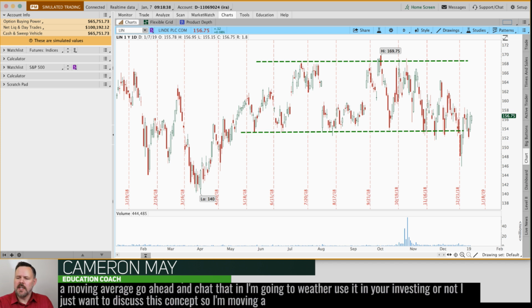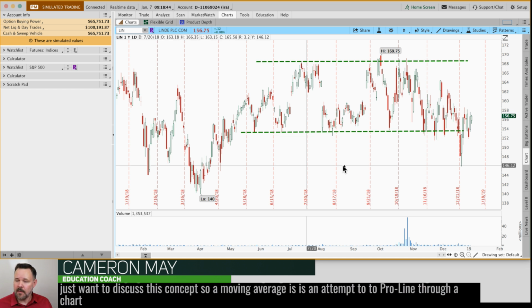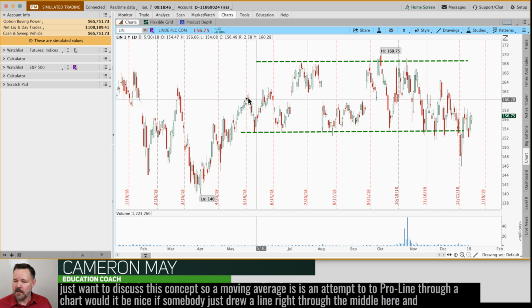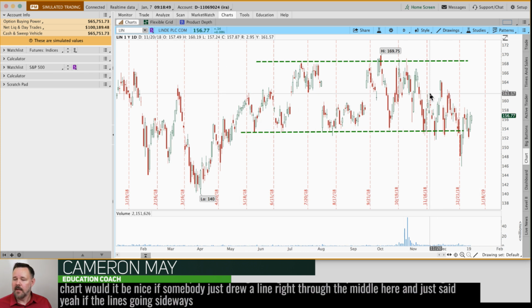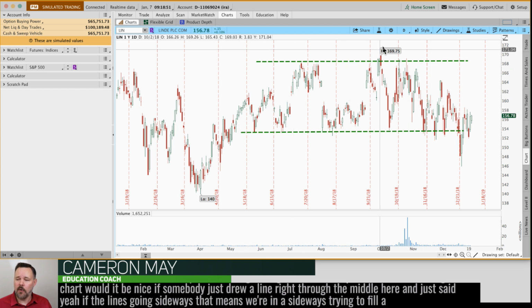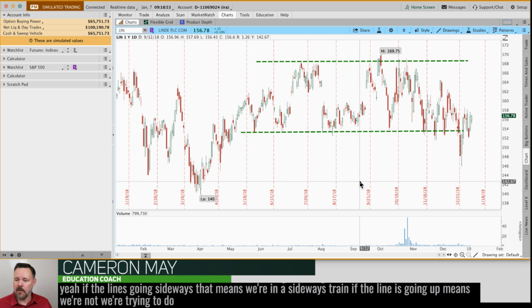So a moving average is an attempt to draw a line through a chart. Wouldn't it be nice if somebody just drew a line right through the middle here and just said, yeah, if the line's going sideways, that means we're in a sideways trend. If the line is going up, it means we're in an upward trend. If the line's going down, it might mean we're in a downward trend.